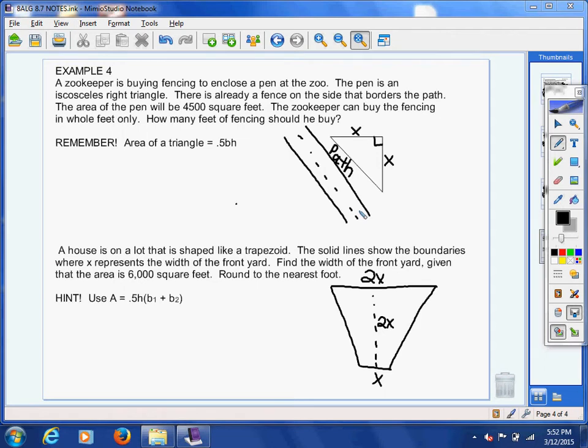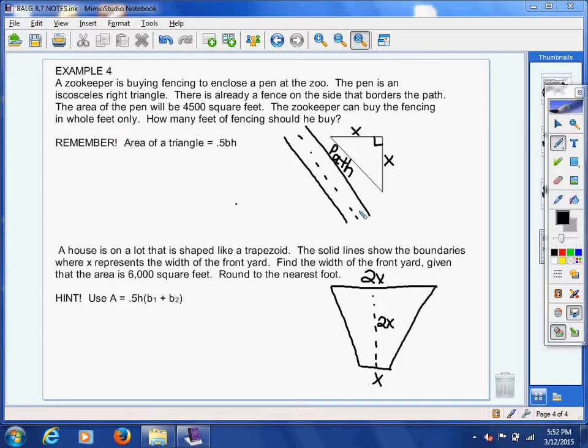8.7, we're going to do a little bit of an application to the square root property we've been learning all about. And so here's our scenario. We've got a zookeeper who is buying fencing to enclose a pen at the zoo. Now, the pen is an isosceles right triangle.